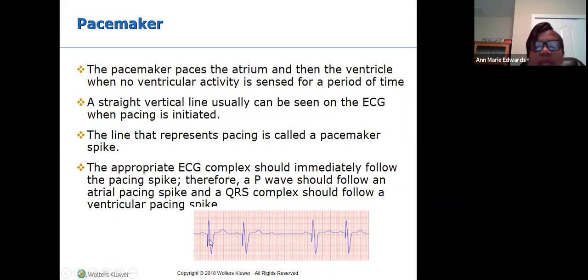A pacemaker spike is just a straight, vertical line that shows you that pacing is taking place or pacing is initiated. If it's the ventricles you're pacing, the spike is going to be before your QRS. If it's the atrium that you're pacing, the spike would be before your P wave. Okay.